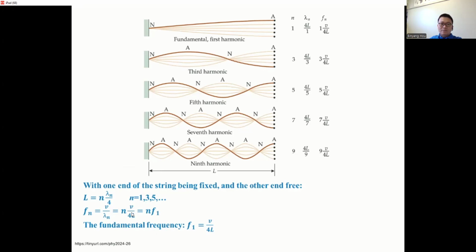So n times V over 4L will be your f of the nth harmonic, and that's equal to n times f1, the first harmonic. The fundamental harmonic is that one. All right, so that's when you have one end fixed and the other end open.